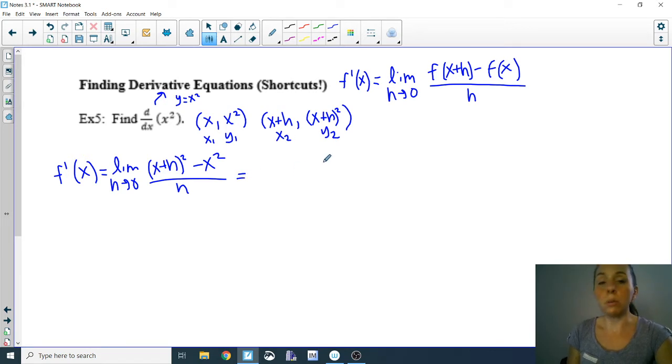Now, our goal is still, as usual, to evaluate the limit. Sub 0 in for h. You cannot do that right here because you will get 0 over 0. But let's write that limit to keep in mind that that's what we're doing.